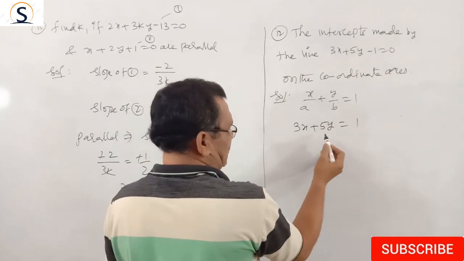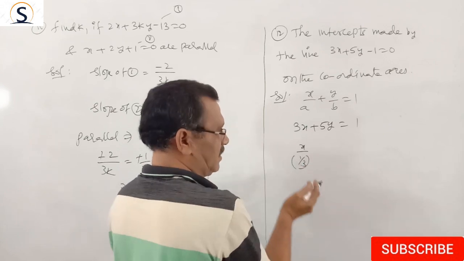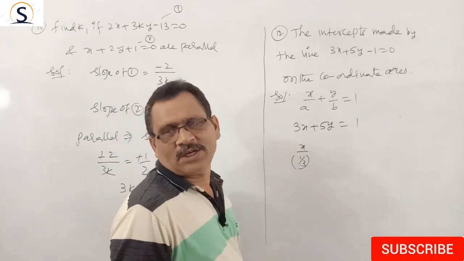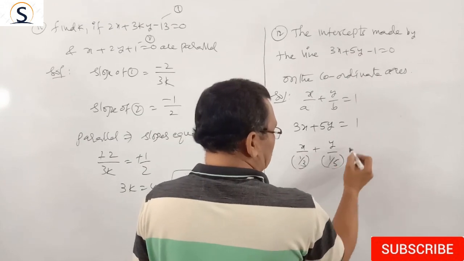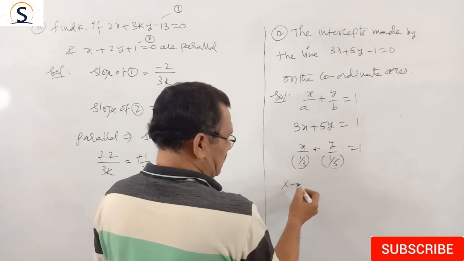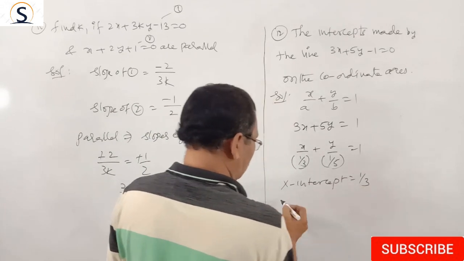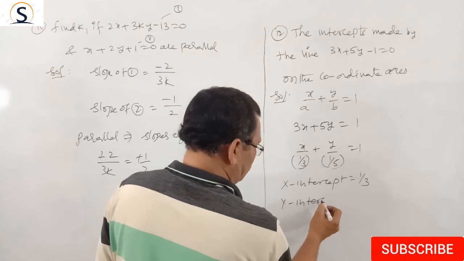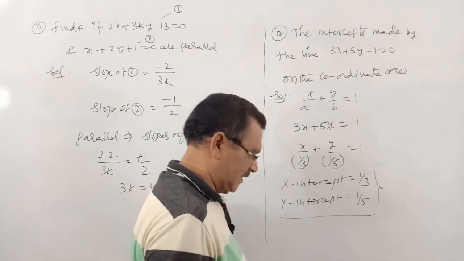So I can write this as x by 1 by 3, 3 will come up, it is 3x. So y by 1 by 5 is equal to 1. X intercept is equal to 1 by 3. Y intercept is equal to 1 by 5. Okay. X intercept, Y intercept.